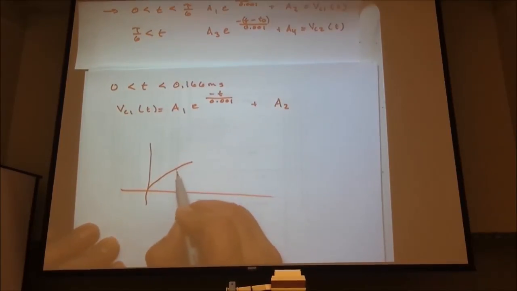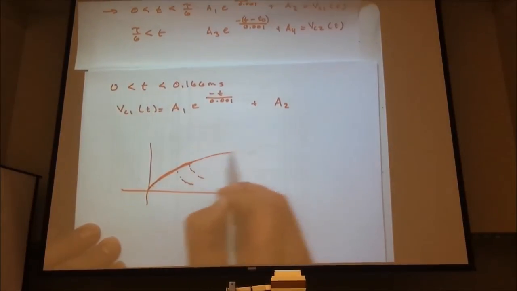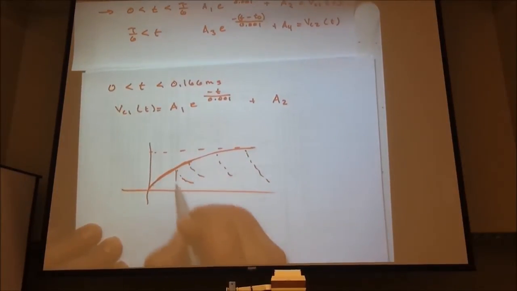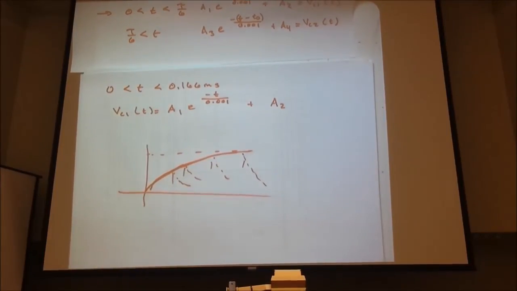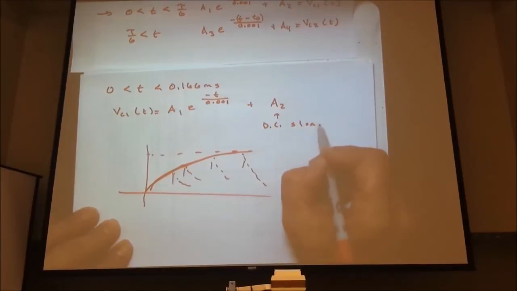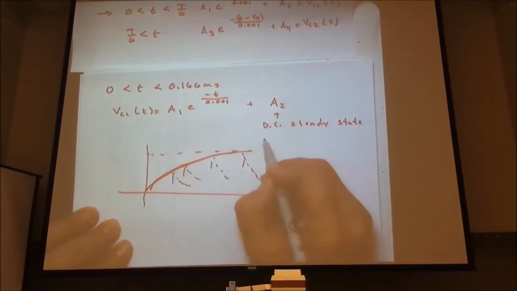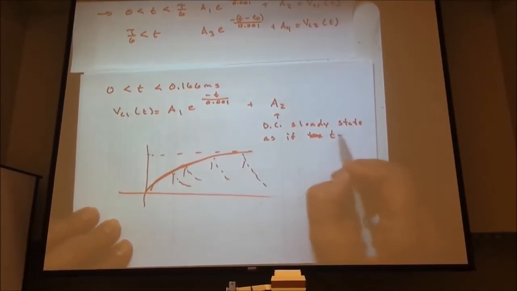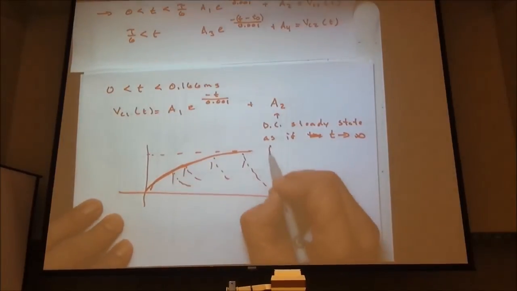Well, no matter when we shut the switch off, this path is the same. And eventually it reaches DC steady state. And so, no matter what happens, whether we shut it off here, here, or here, as we follow this exponentially growing curve, the form is the same. So when we find this term, this is still a DC steady state term as if t was going to infinity for this region.